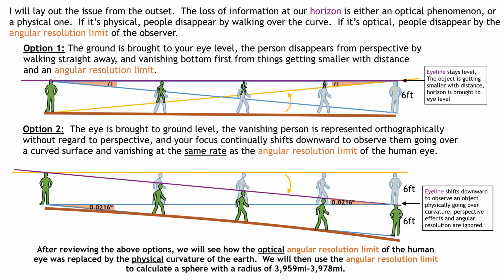Once again, here are our two options. Please see the prior videos to explain at least option 1 in detail. In this video, we're going to tackle option 2, and we will calculate the radius of Earth using the angular resolution limit of the eye.